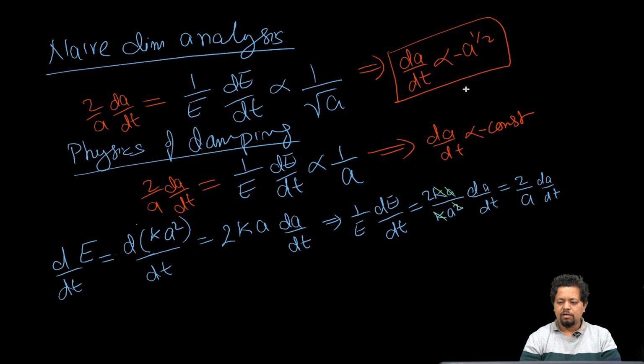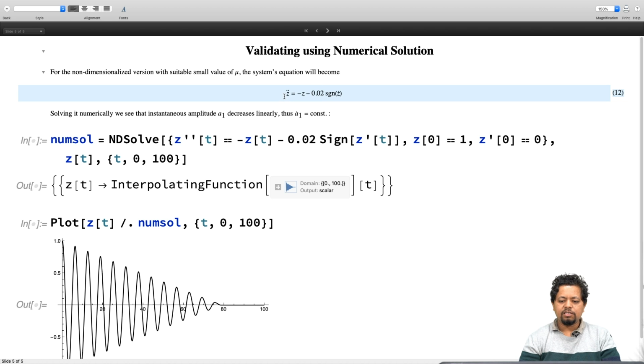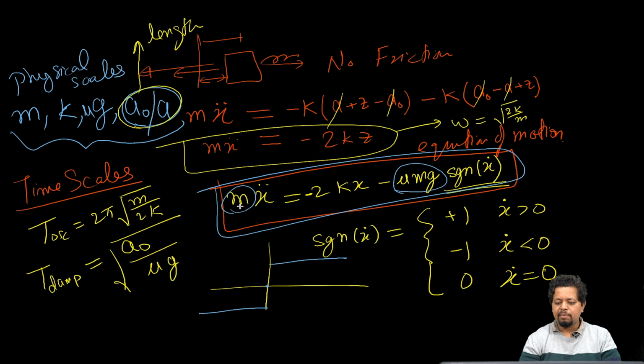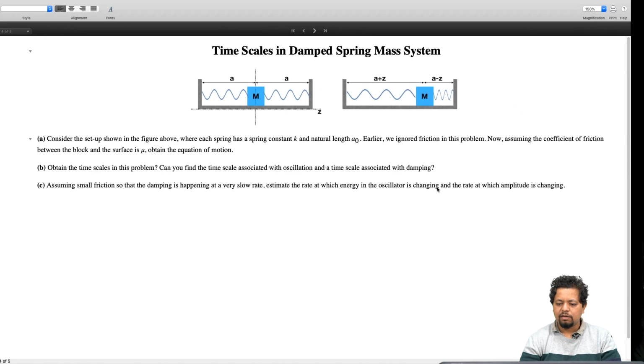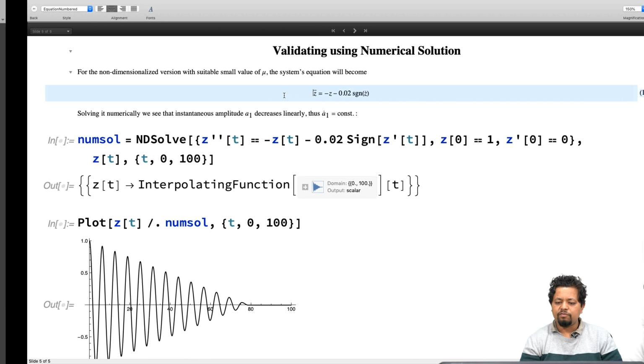So let's find out which is the case, and for that we'll solve this system numerically using NDSolve. Let's take our equation and get rid of all the dimensions, mg, etc. Our equation of motion was m x double dot equal to minus 2kx minus mu mg sin x. If I substitute m equal to 1, 2k equal to 1, and mu mg equal to 1 with a small coefficient, like over here, this is identical to that equation, except that we have removed the dimensions from the problem. And this is the equation we want to solve.